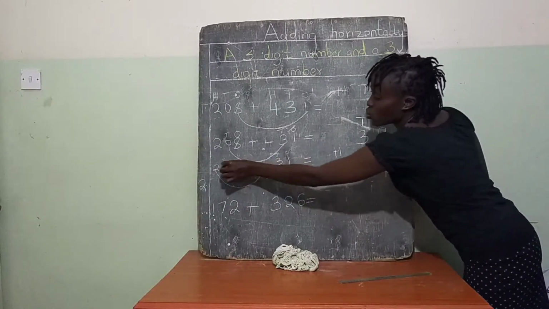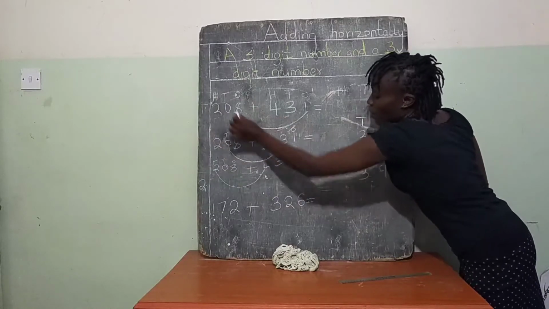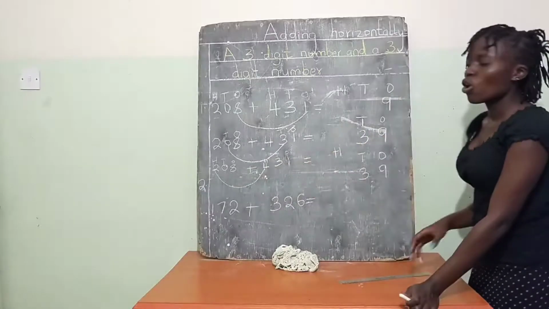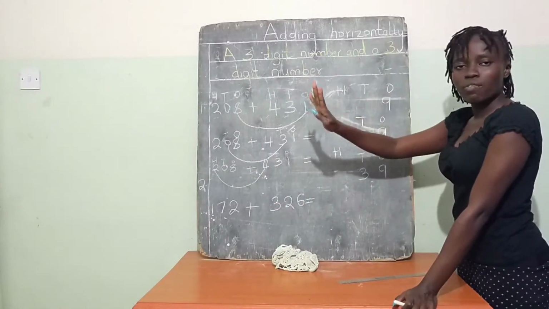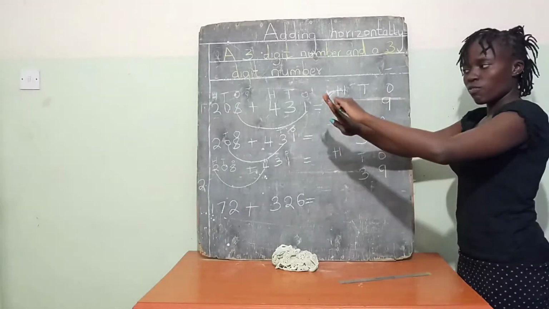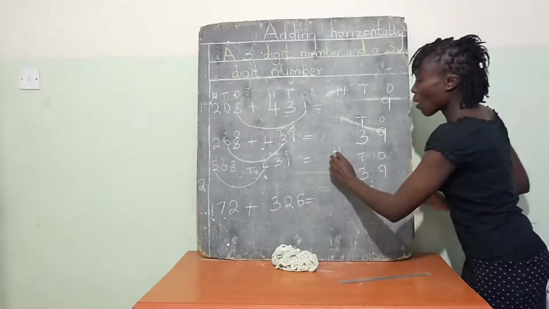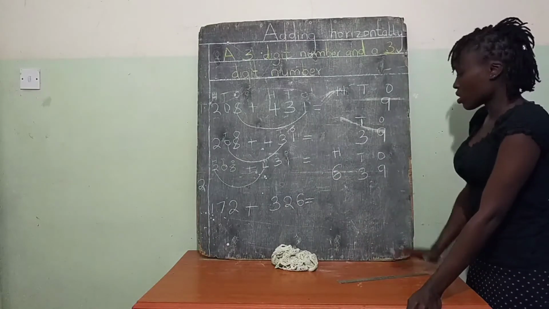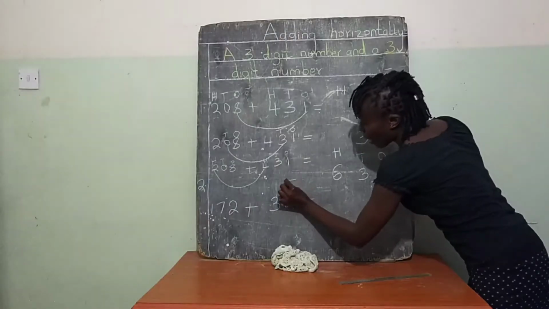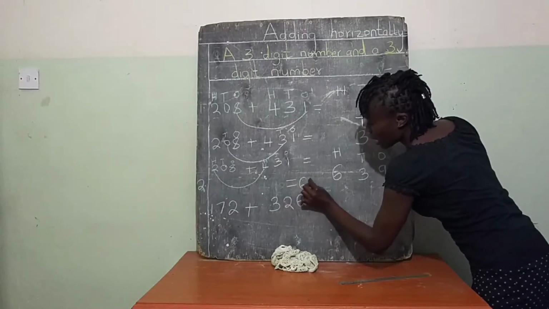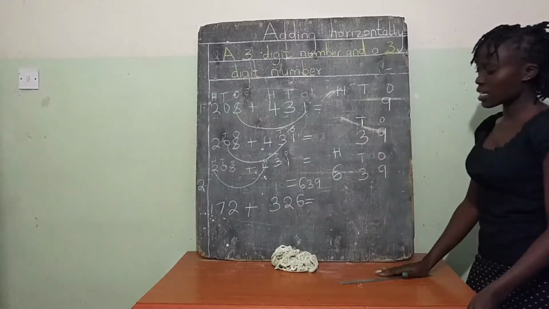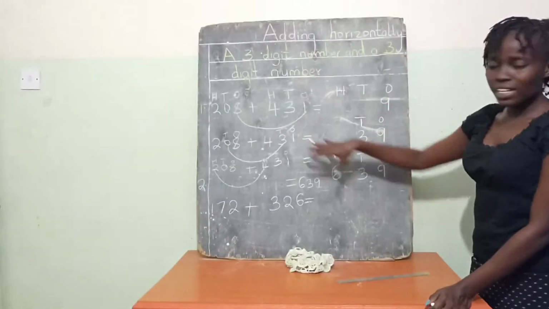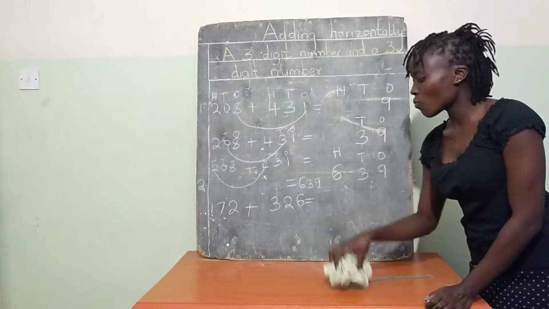This 2 is hundreds as we did up there, and 4 is hundreds. So 2 plus 4. So 2 in the head and 4 on the fingers. 2, 3, 4, 5, 6. Therefore our hundreds is 6. You can also decide to draw balls. So our answer will be 639, and that is how you calculate by adding horizontally.